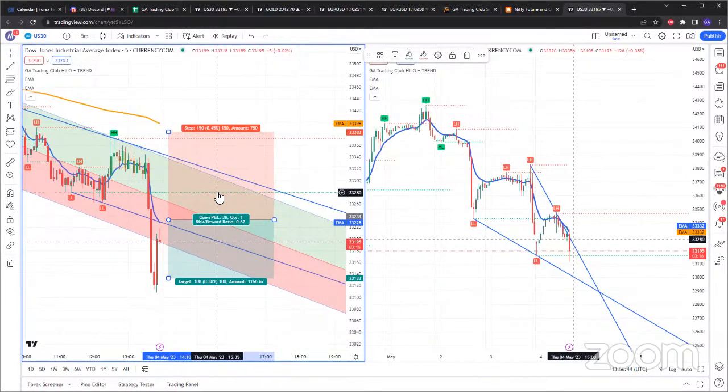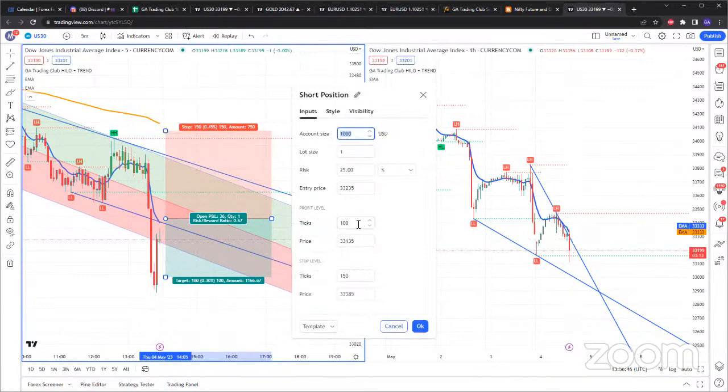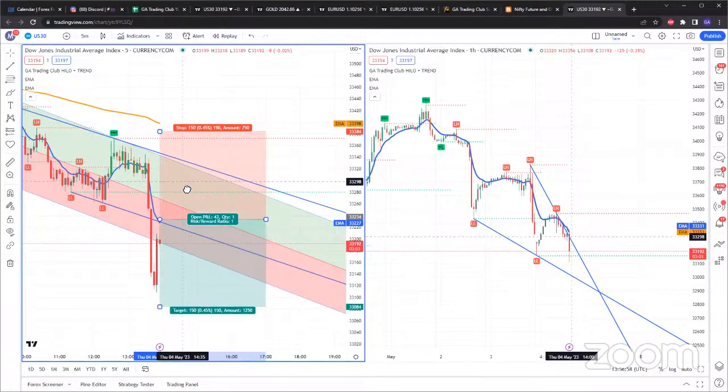You can try that today. I just don't like it, because 150 pips on US 30 is a big move. Normally our TP and stop loss is 50 pips TP, 50 pips stop loss. So I'll do this and I'll just trail along the way.